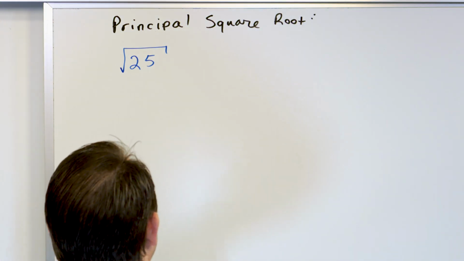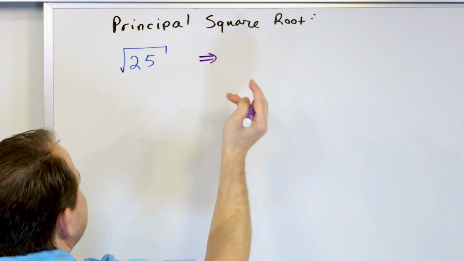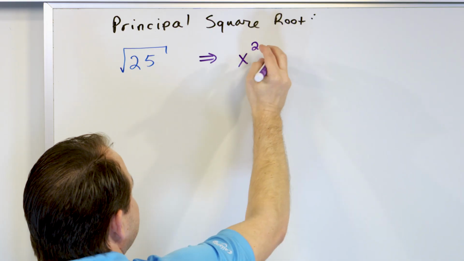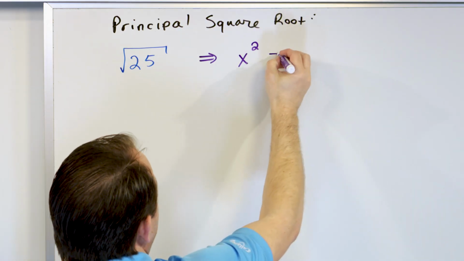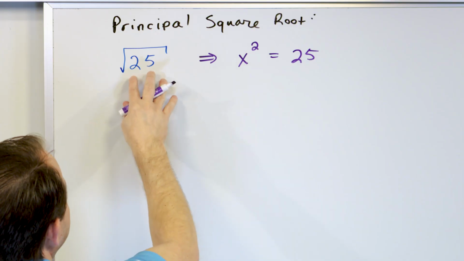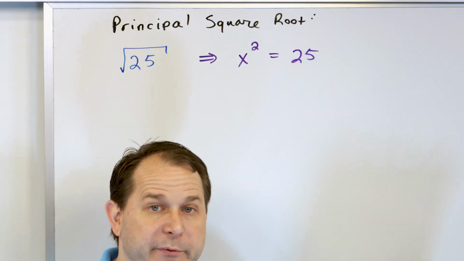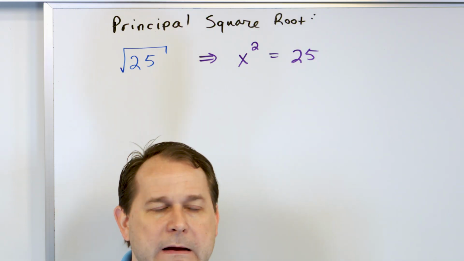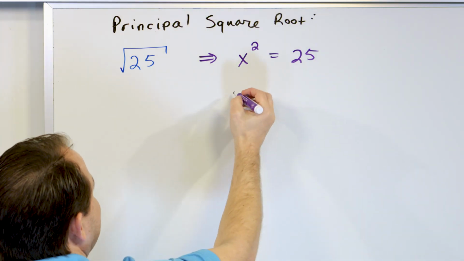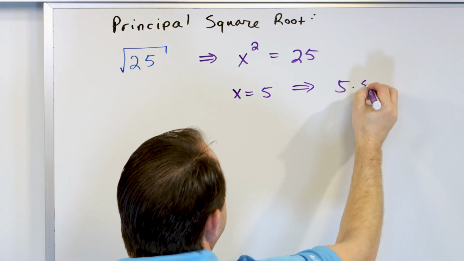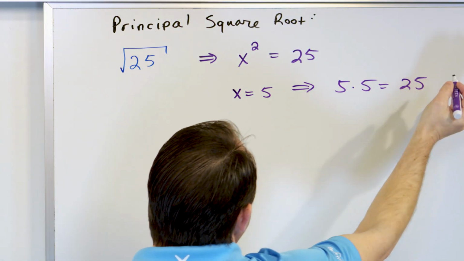So in math terms, what you really are trying to say is some number x. I don't know what it is. But when I square it, meaning when I multiply it by itself, I want it to equal 25. In words, that's what I've been saying the whole time. Hey, when I take the square root of this, find a number so that I can multiply by itself and it will give me 25. That's what I've been saying. So we said that x can equal 5. Why? Because 5 times 5 is equal to 25.